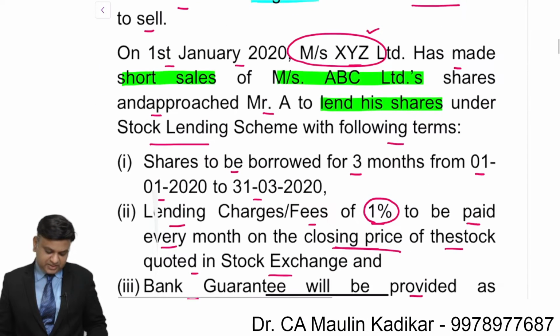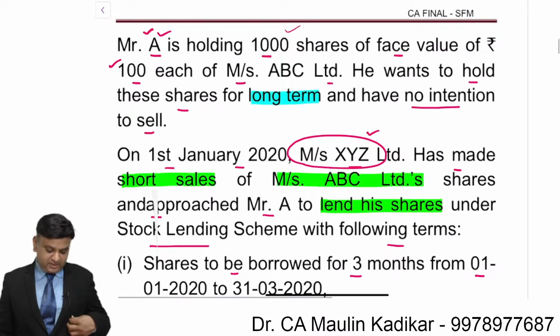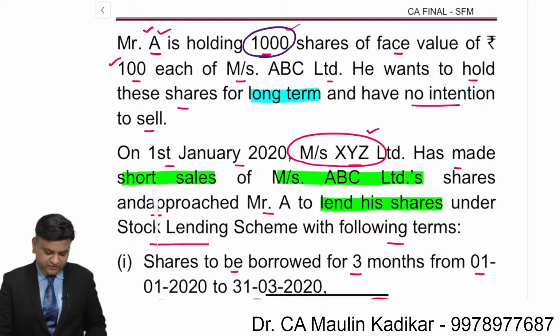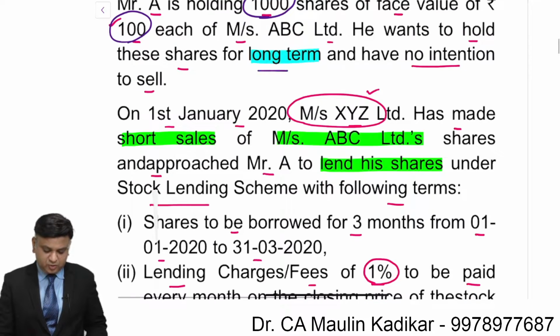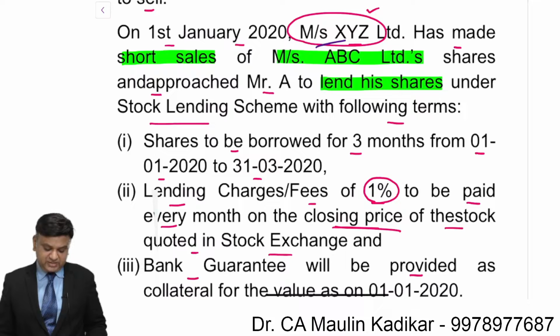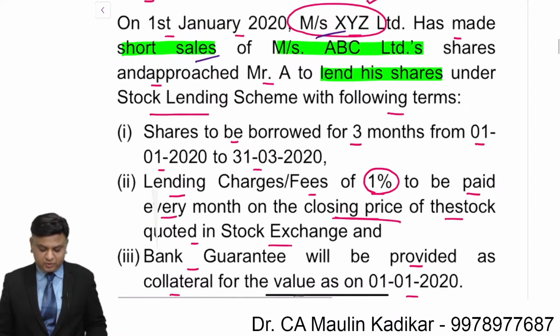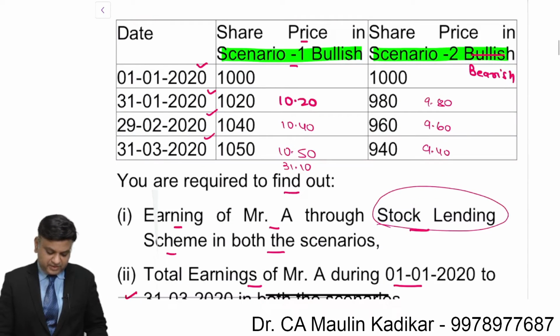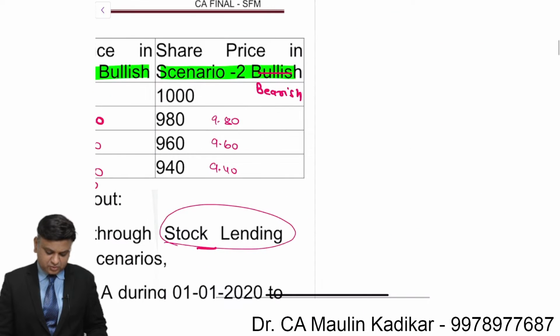Understand the language of the question carefully. It has been provided to us that Mr. A is holding this number of shares having face value of 100. He wants to hold the shares in the long term and has no intention to sell. On 1st of January, Messrs XYZ Limited has made short sales of Messrs AB Limited shares and approached A Limited to lend his shares under the stock lending scheme. We assume that the transaction is entered upon for 1000 shares. So 1000 is the price at which you have entered into the transaction to sell.